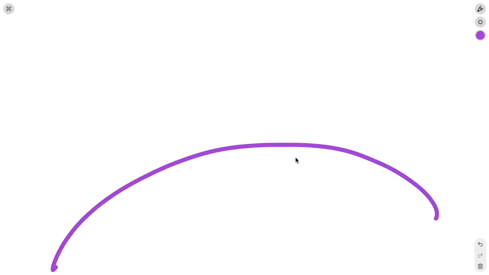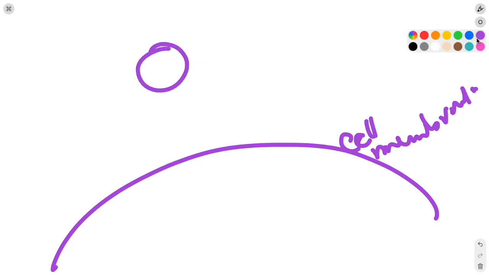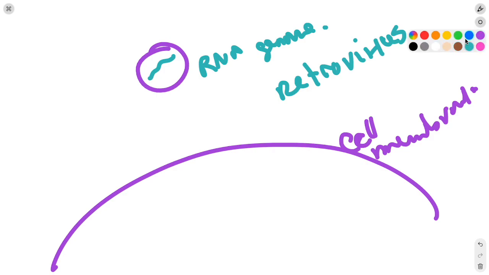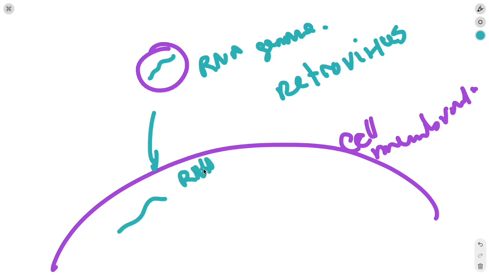So here's a cell membrane of the cell that is going to get infected. Here's the virus. And it has an RNA genome. And it's in a category of RNA viruses that are called retroviruses. And retroviruses have the same replication cycle. So it infects the cell and the RNA comes into the cell. And the first thing that happens inside the cell is it gets transcribed into DNA.